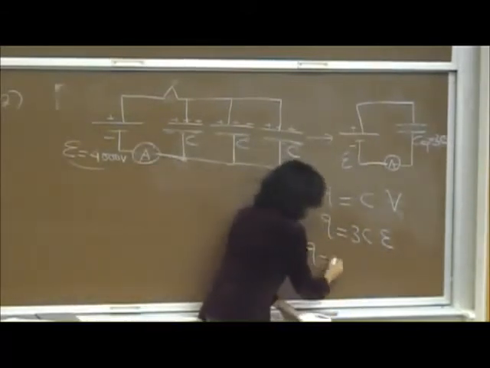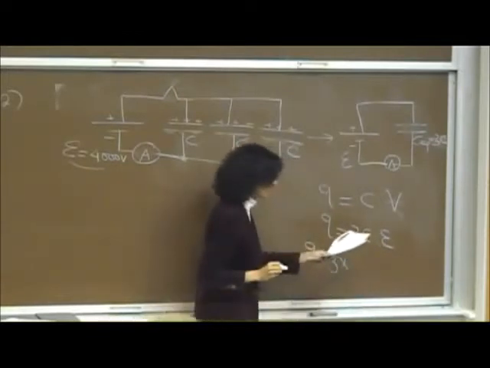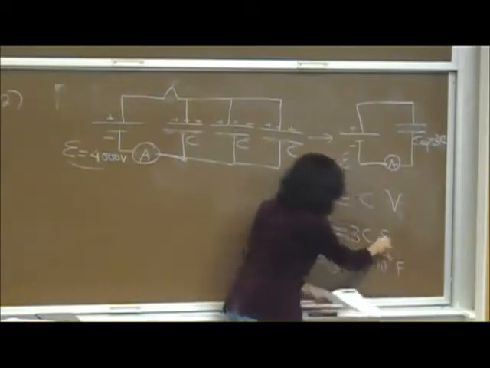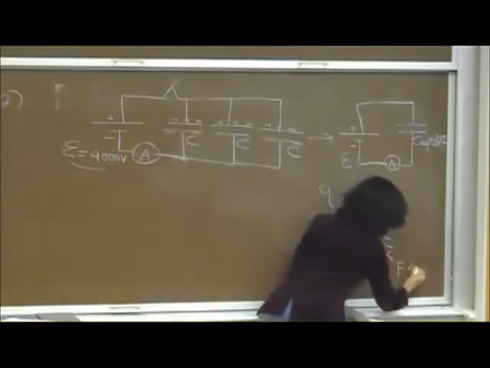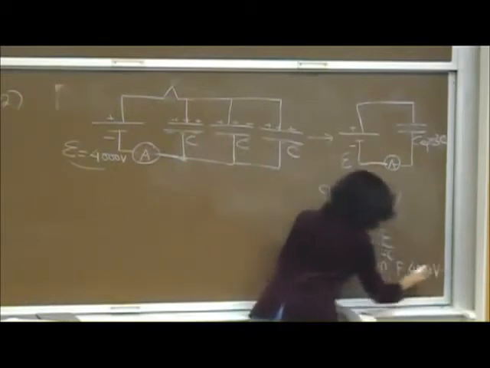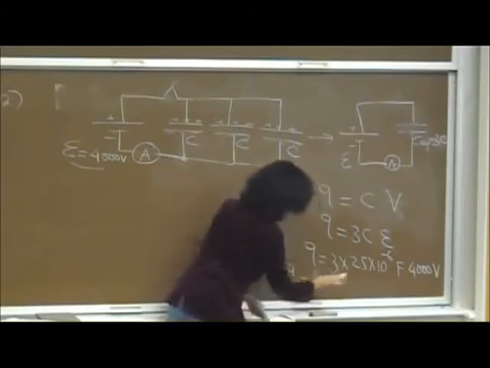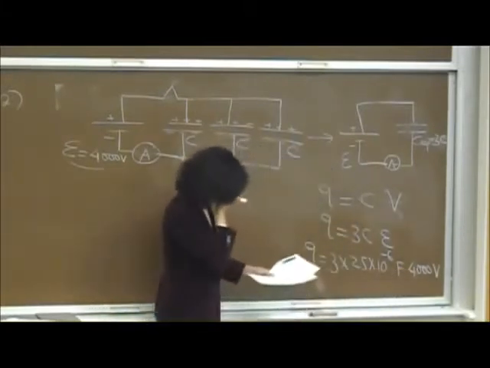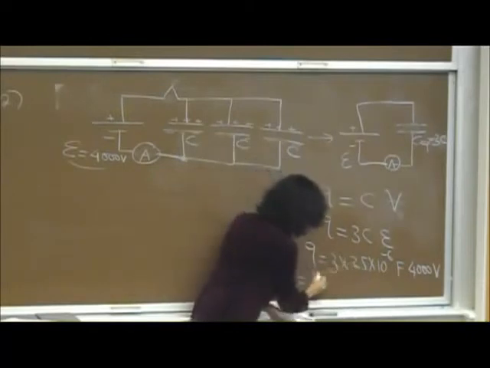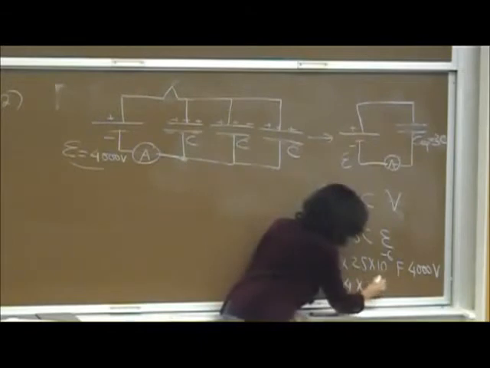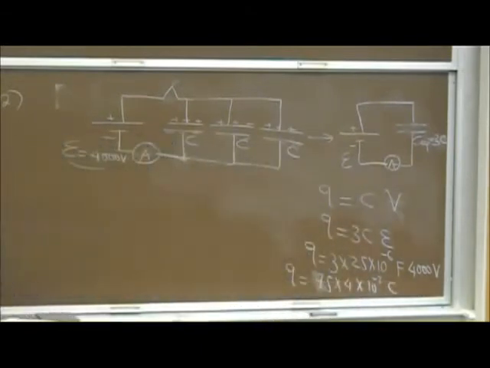And we can plug in the values. C is given to us to be 25 microfarad, and E is given to us to be 4,000 volts. So Q turns out to be 75 times 4 times 10 to the power minus 3 coulomb, right? Okay, great. Thank you. So that's the answer.